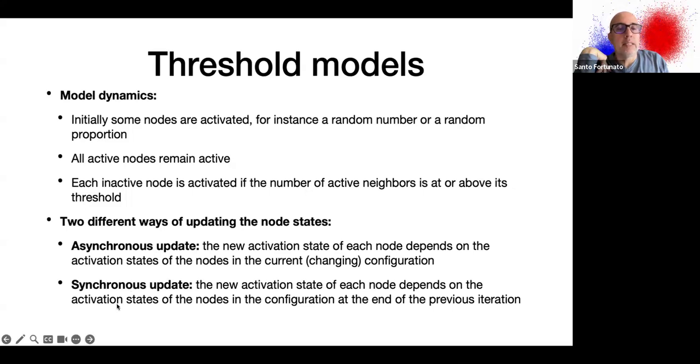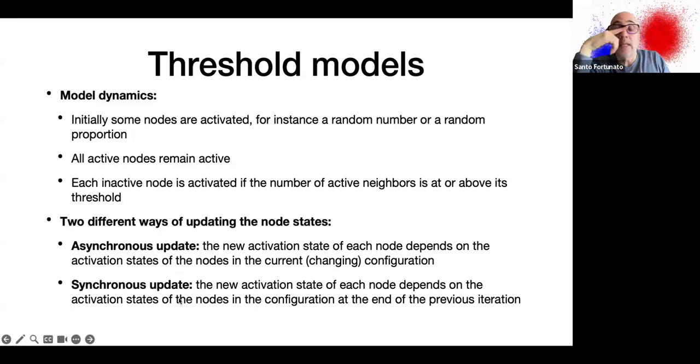I just want to quickly say that there are two different ways of updating the node states. I'm saying that because this is a very general choice that you have to make in all simulation processes, even epidemic spreading, opinion dynamics, and so on. You have to choose one of these two things. The asynchronous update, which is the one that I've been using for a long time, basically means that every time a new node is activated, when you check whether new nodes are activated, you're using the new configuration with the newly active node. So the configuration changes a little bit, and every time it changes, of course, you use the new configuration to make the next decisions about activation.